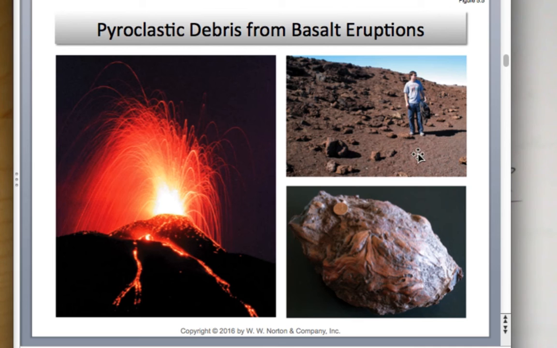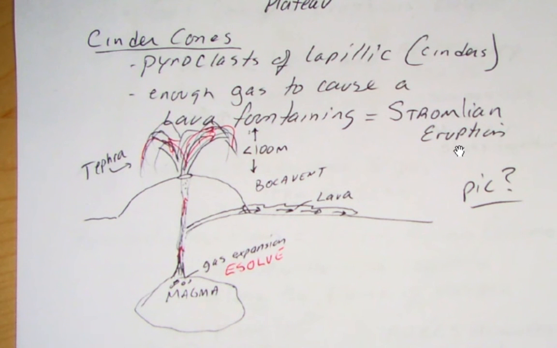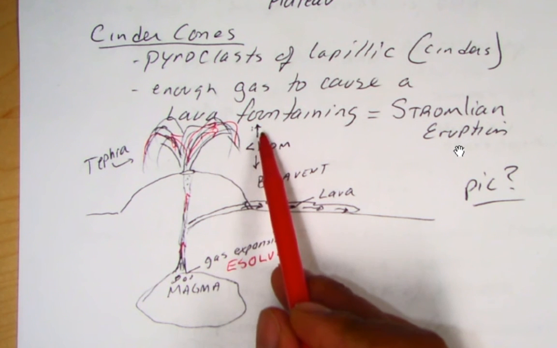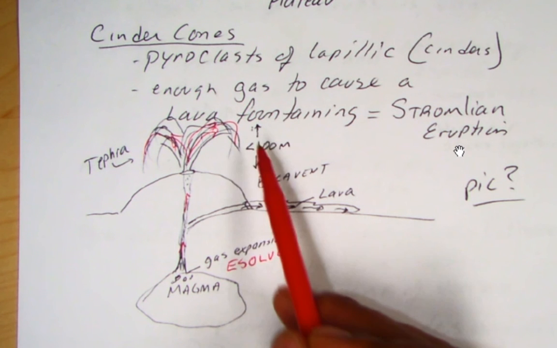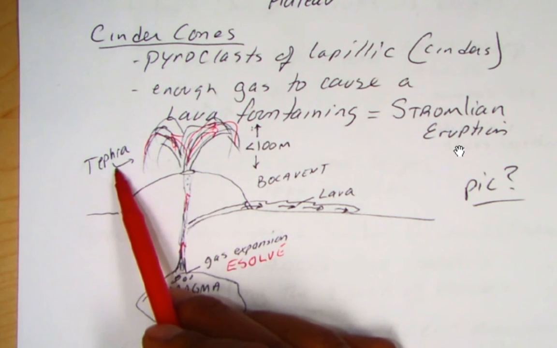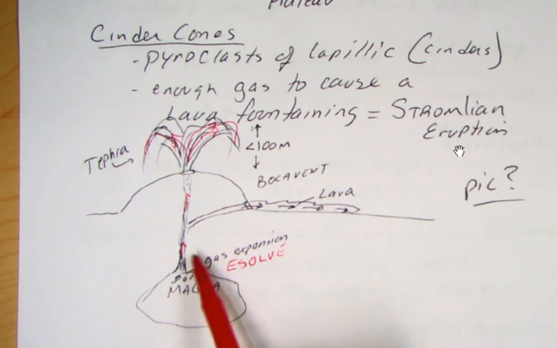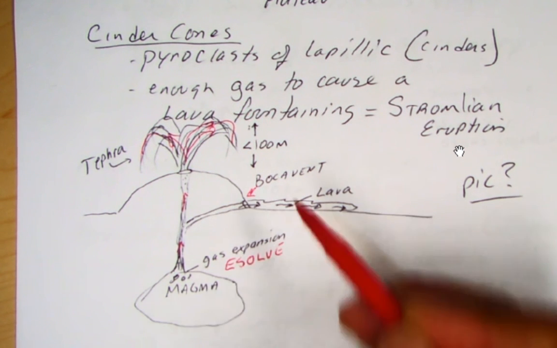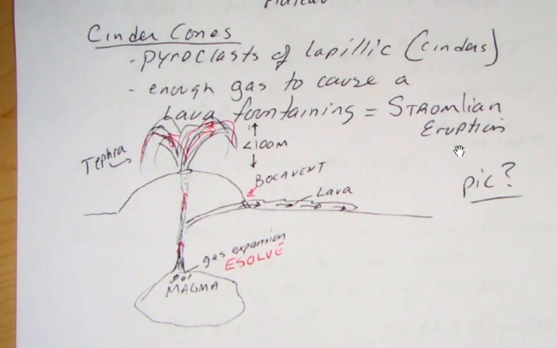Coming back to our document camera, we see that these can go about 100 meters up into the air. These are pyroclasts. But the key thing is, out of the top vent, only tephra comes out, those lapilli cinders. The actual lava comes out of this flank vent, and that flank vent is called a boca vent. You'll never really see lava coming out of the top of the cinder cone. You'll see it coming out of the boca vent.